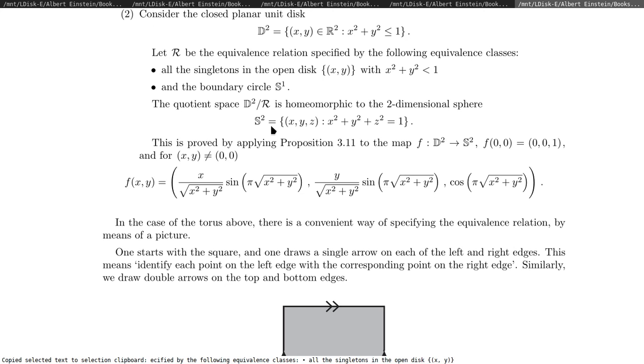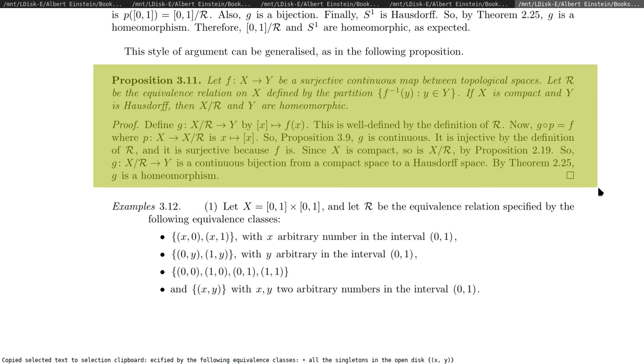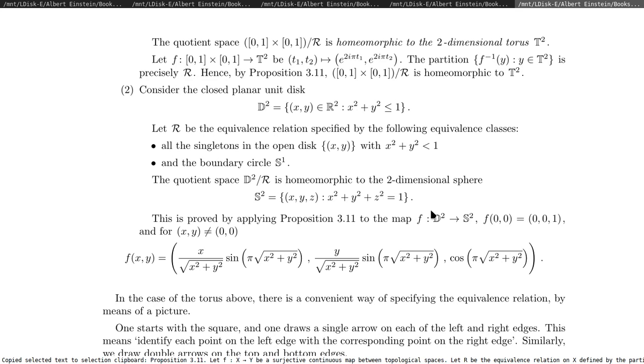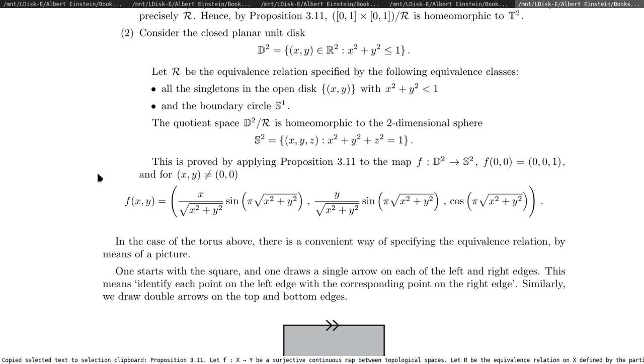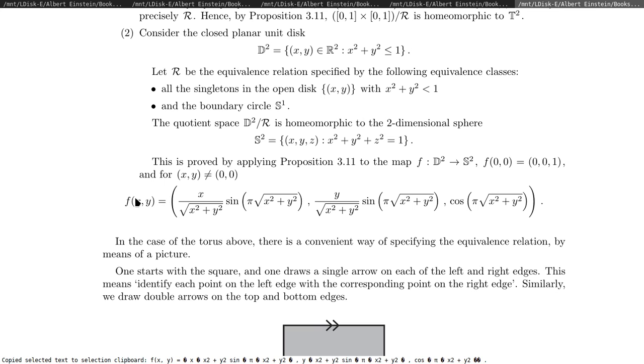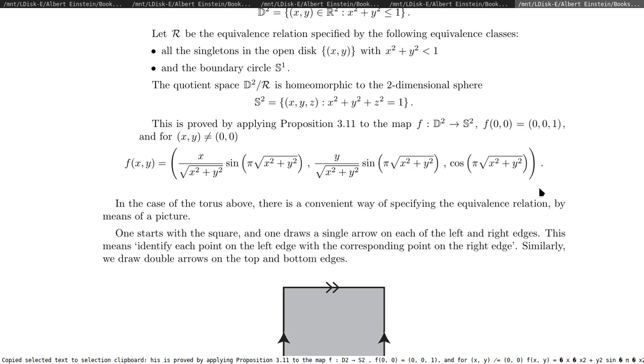The way you prove this is by having a map from the disk to the sphere and using what we proved in this proposition, using the compact and the Hausdorff conditions. So this is your map F. It takes (x, y) from the unit disk and maps it onto this. And just by looking at it, it looks like something that would be in the circle.